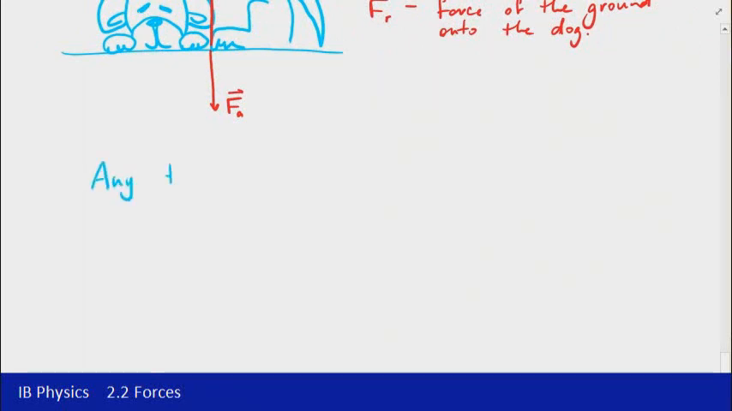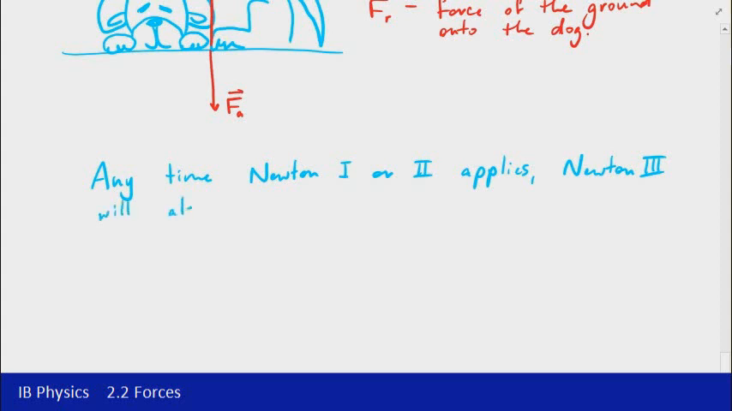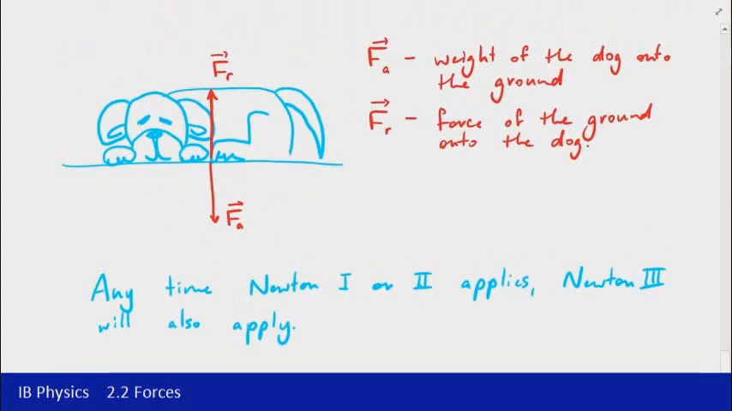The last thing I'll point out here is that any time Newton's first law or Newton's second law apply, Newton's third law will also apply. And that makes sense if you think about it. Newton's first law, when forces are balanced: if you've got forces acting on an object, there must be reaction forces. For Newton's second law, if you've got an unbalanced force acting on an object, there will always be a force in the opposite direction.